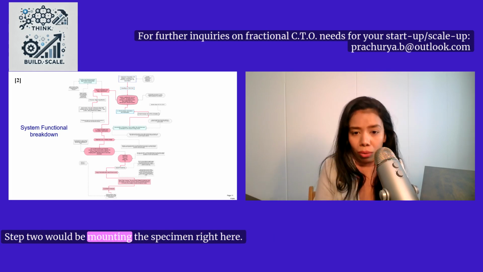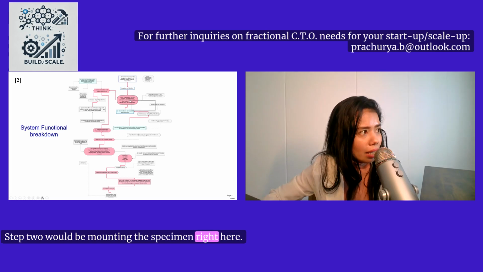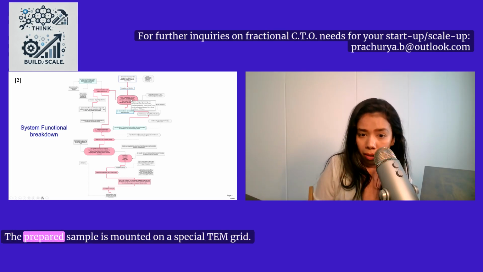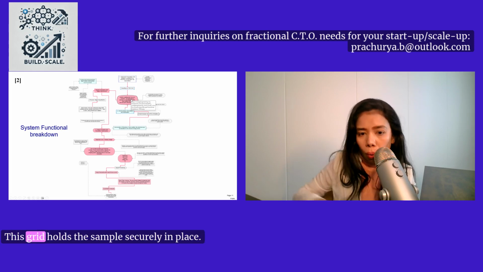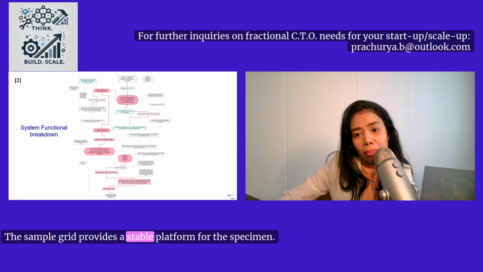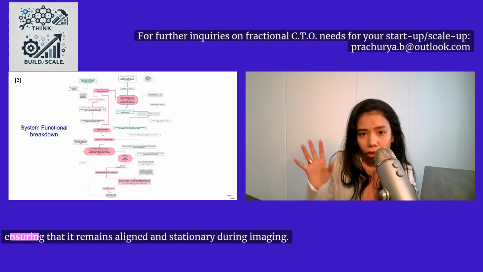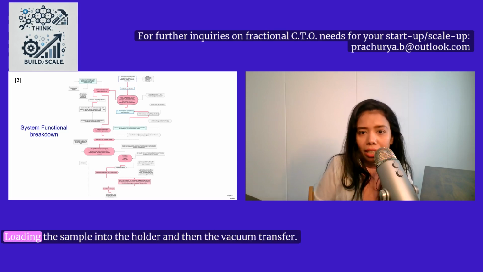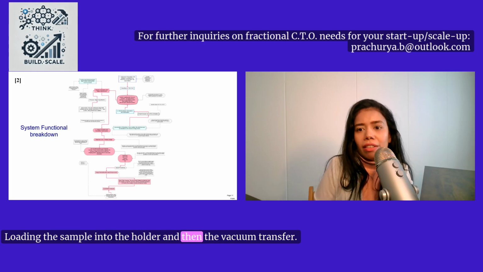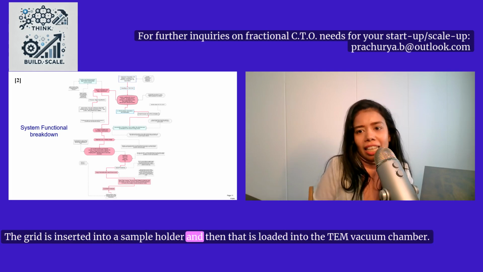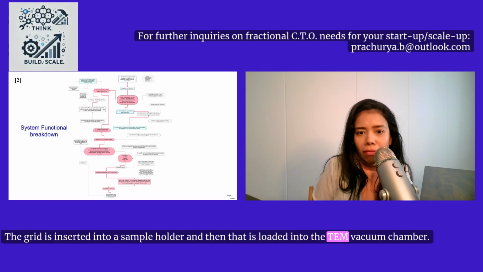Step 2 would be mounting the specimen right here. The prepared sample is mounted on a special TEM grid. This grid holds the sample securely in place. The sample grid provides a stable platform for the specimen, ensuring that it remains aligned and stationary during imaging. Step 3 is loading the sample into the holder and then the vacuum transfer. The grid is inserted into a sample holder and then that is loaded into the TEM vacuum chamber.